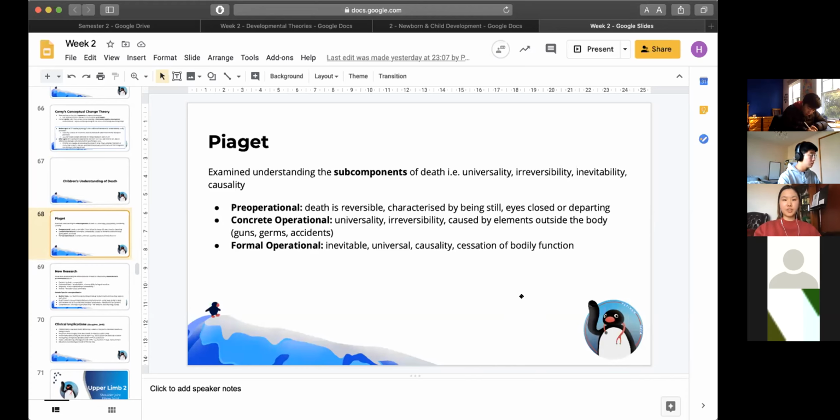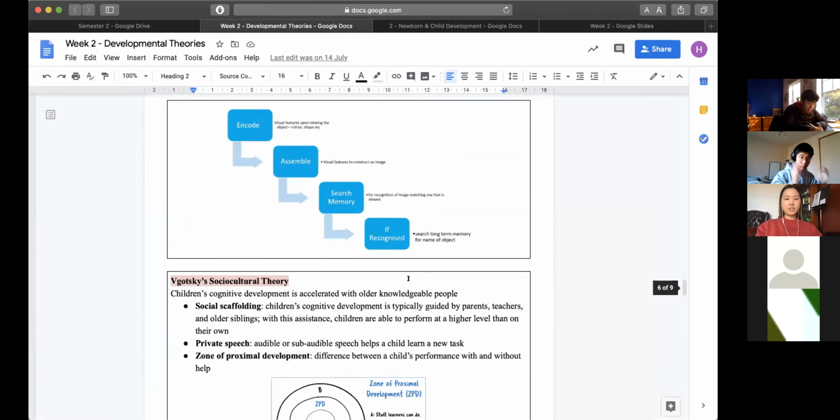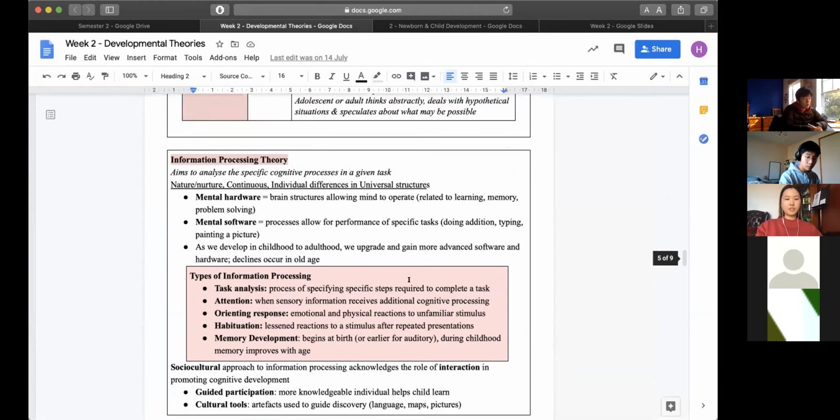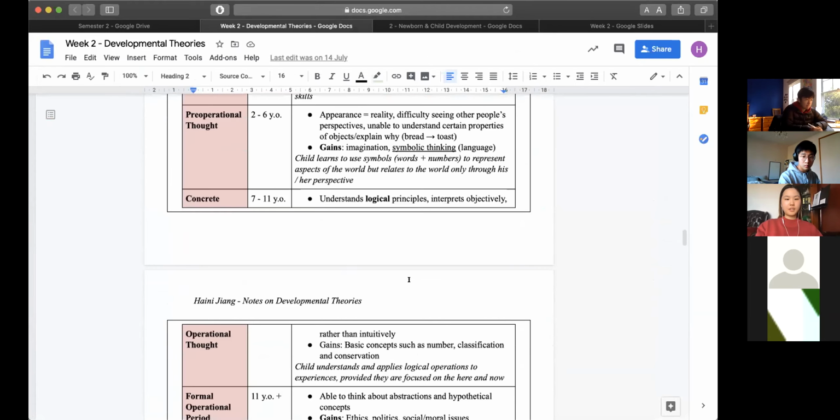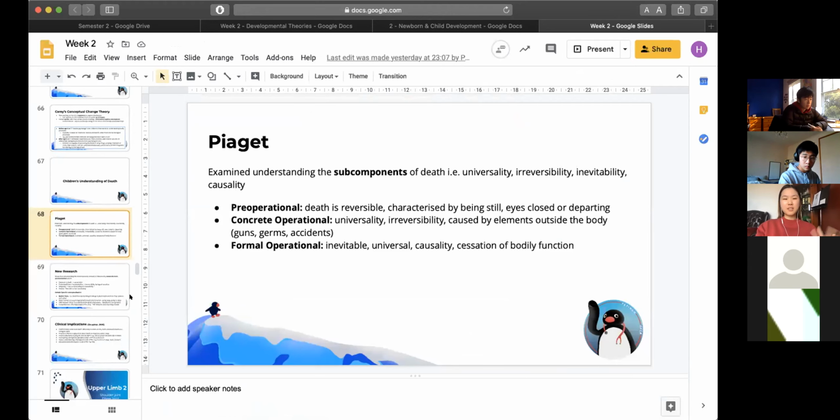However, if we look back at the developmental theory, where is it? Apparently they're in the formal operational period from 11 years old onwards. Maybe, but sometimes the stages don't really make sense.